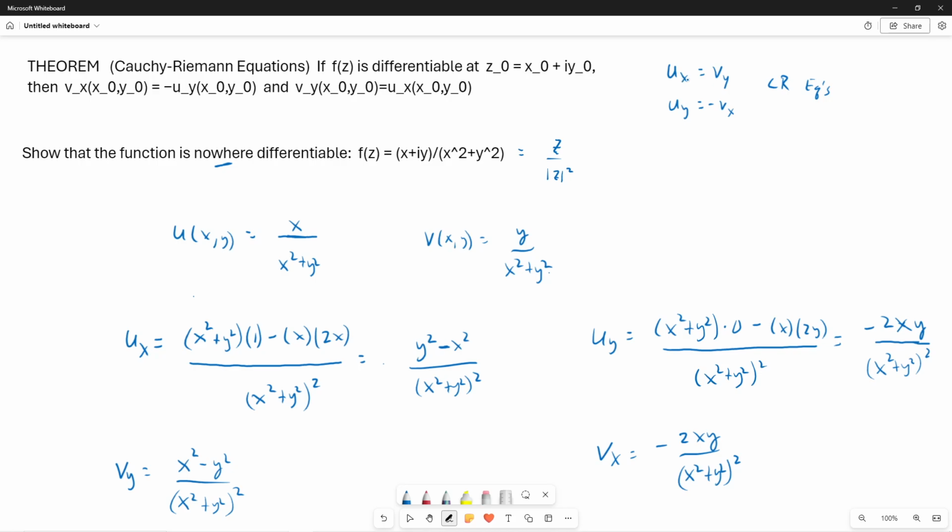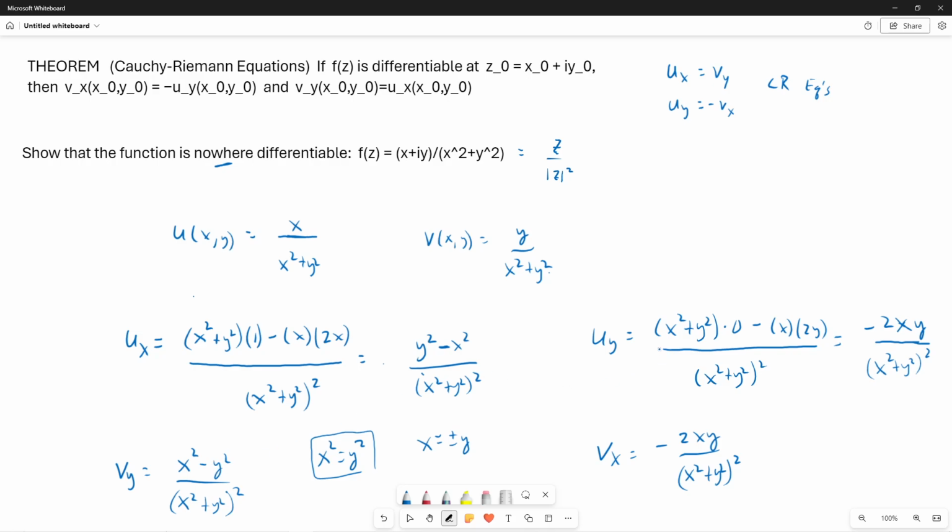Now we want to check, does u_x equal v_y anywhere? Here's u_x, and here's v_y. Those are negatives of each other. So the only place they could be equal is if the quantities are themselves equal to 0, which means that x² is equal to y², which means that x is equal to plus or minus y. So that's the only time that u_x is equal to v_y.